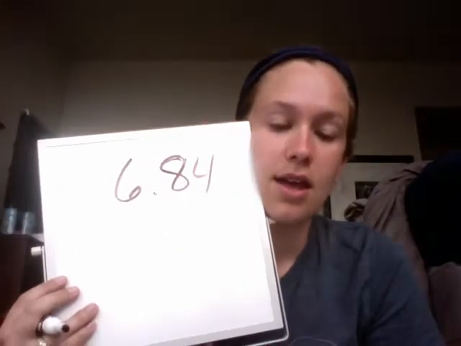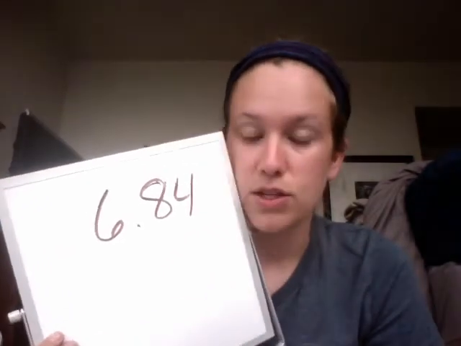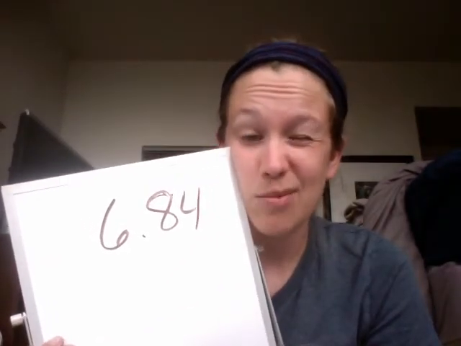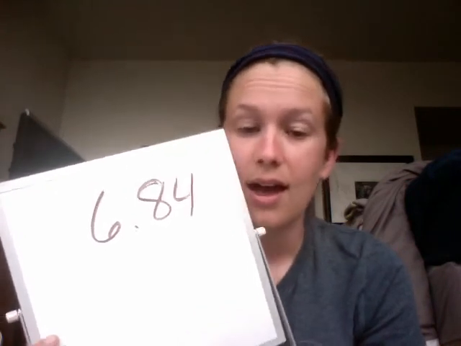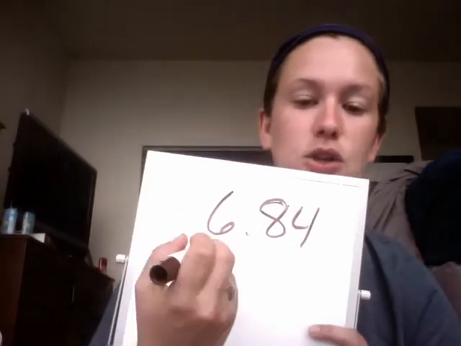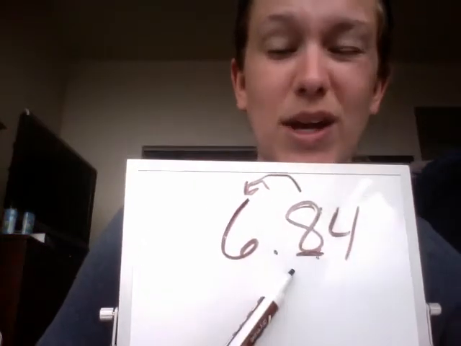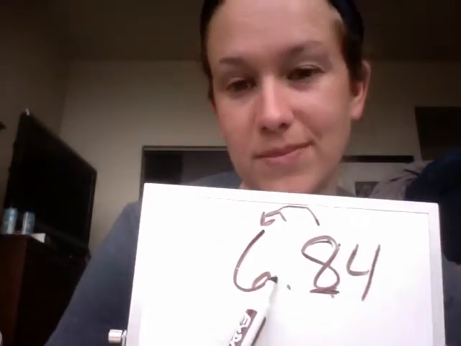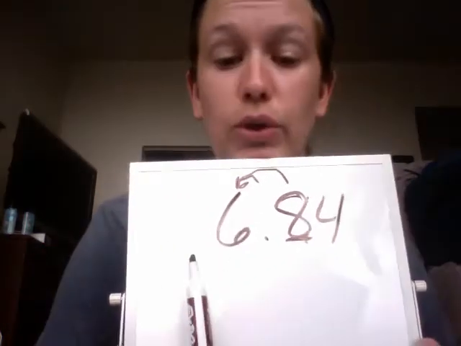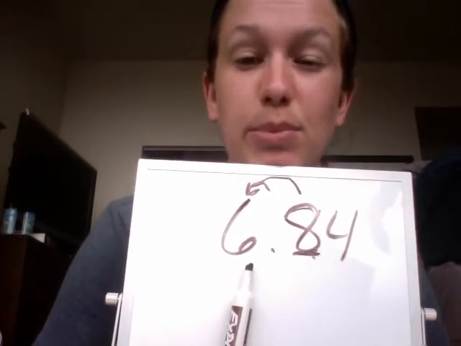So 6.84. If I wanted to estimate this or round it so that I could easily multiply it by 9, I would want to go ahead and round it to a whole number. So I'm going to look at my tenths place to figure out what to round my ones place to. So since the number in my tenths place is greater than 5, or if it was 5, equal to or greater than 5, I'm going to round this number up.